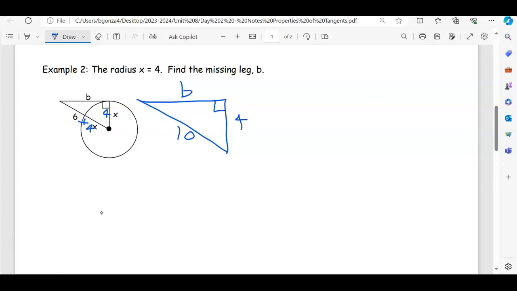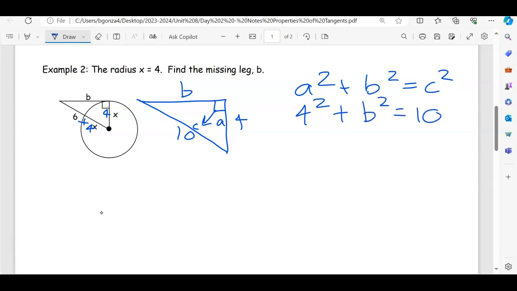All right, so can you solve this? Once again, it's a right triangle, so here's my a and my b is missing. Across from 90 is my c. So a squared plus b squared equals c squared. a is 4. 4 squared plus b squared equals c, which is 10 squared. And can you square numbers? 4 squared is 16, not 8. Plus b squared, and then 10 squared is 100.